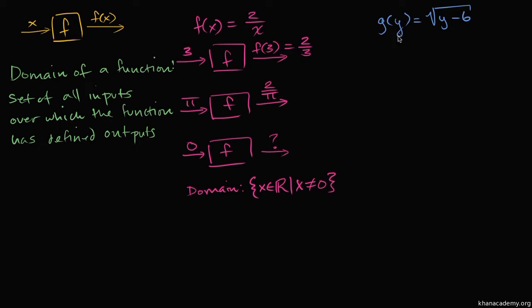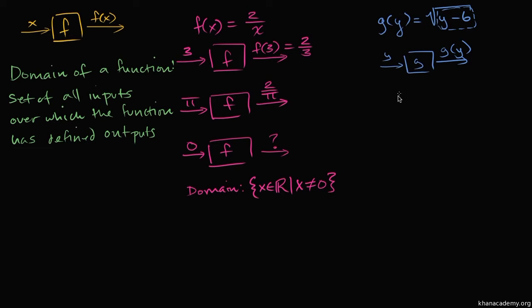So what's the domain here? What is the set of all inputs over which this function g is defined? So here we are inputting a y into function g, and we're going to output g of y. Well, it's going to be defined as long as whatever we have under the radical is non-negative. If this becomes negative, our traditional principal root operator is not defined. How do you take the principal root of a negative number?